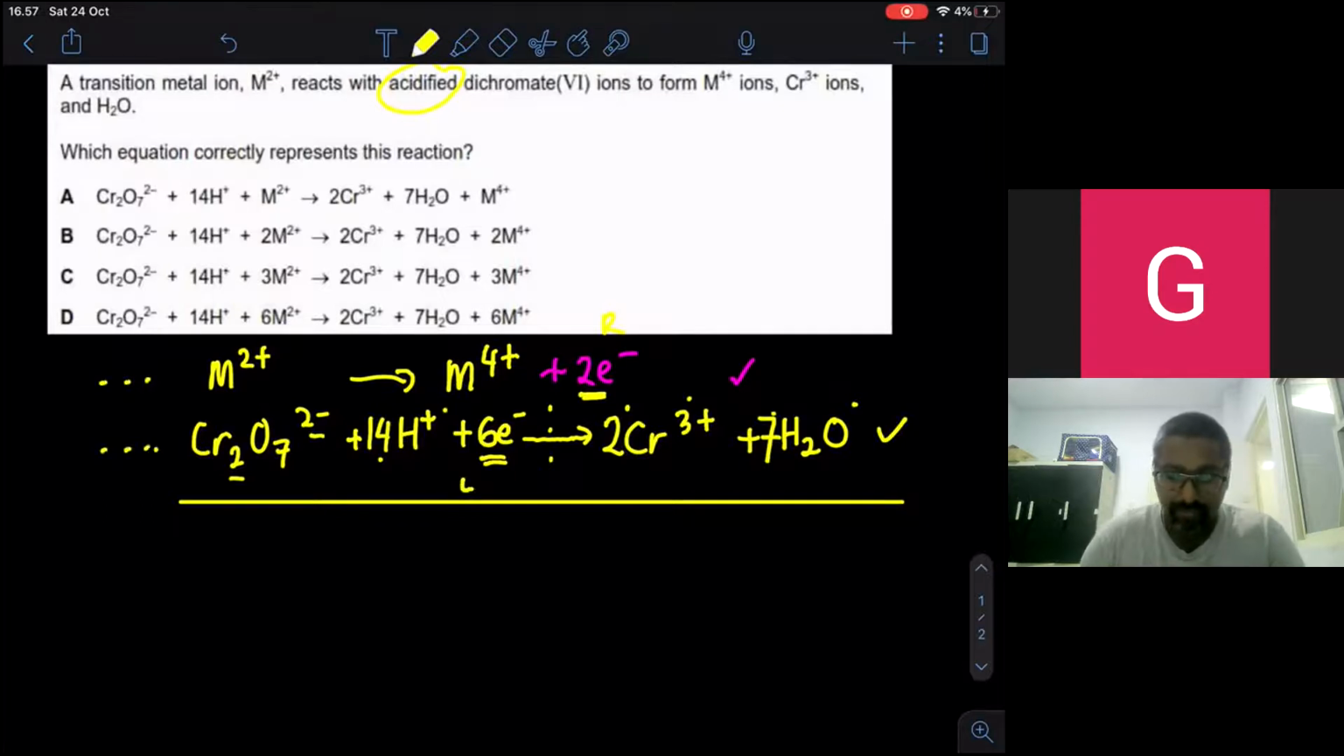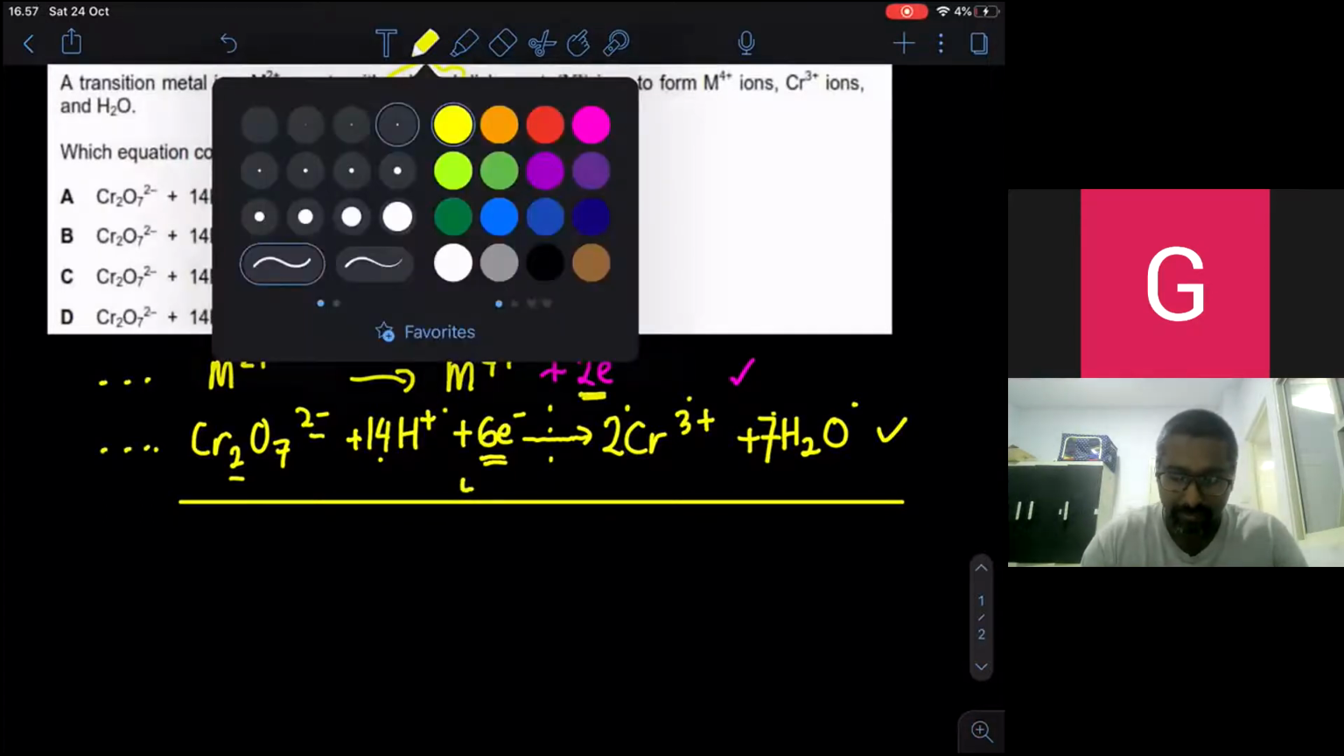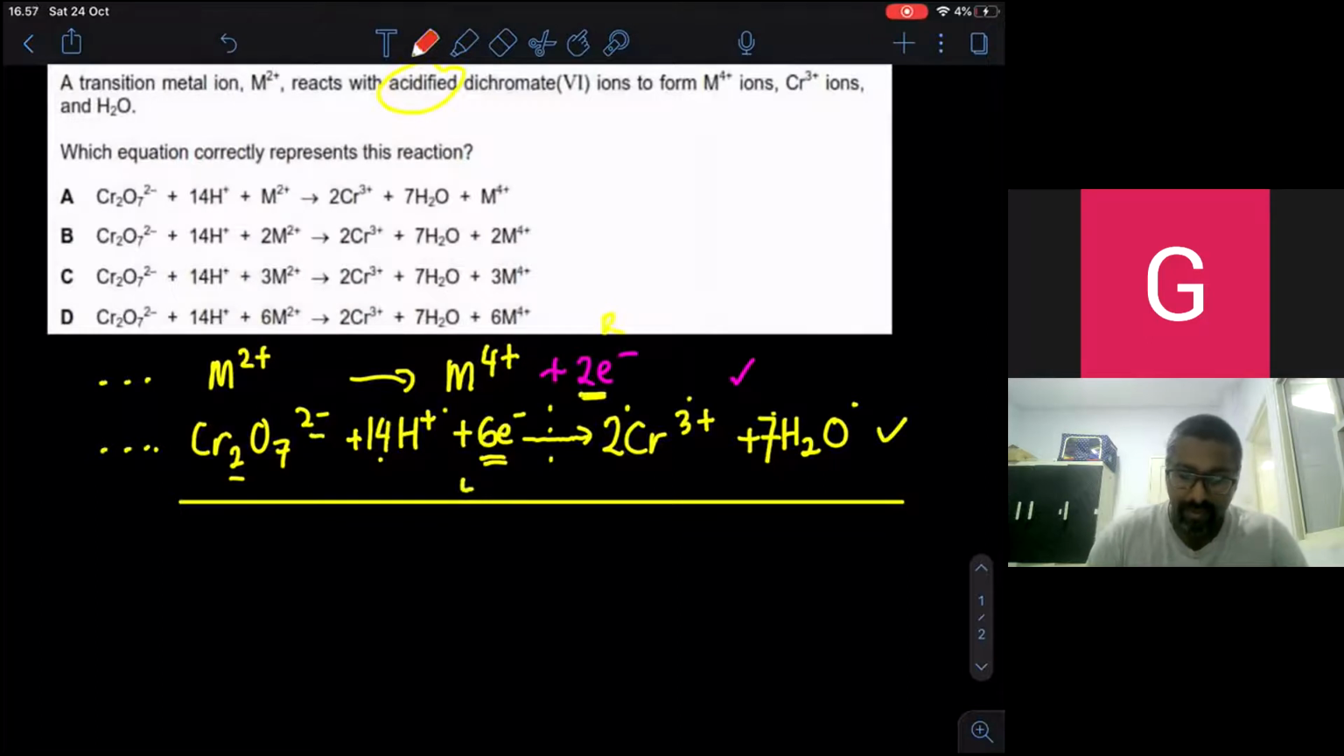So what I need to do first is multiply the 2 electrons so that you get 6 electrons. So how do I do that? I times everything by 3. So 3, and then 2 times 3 is going to be 6.